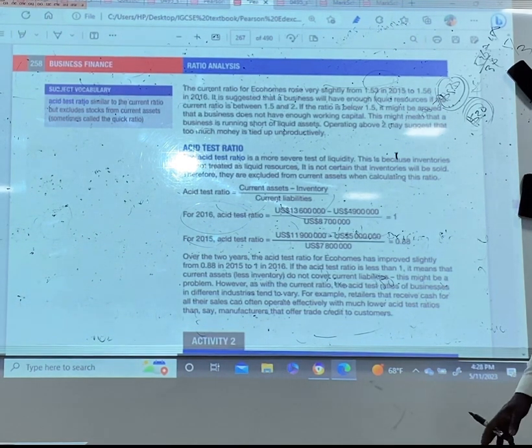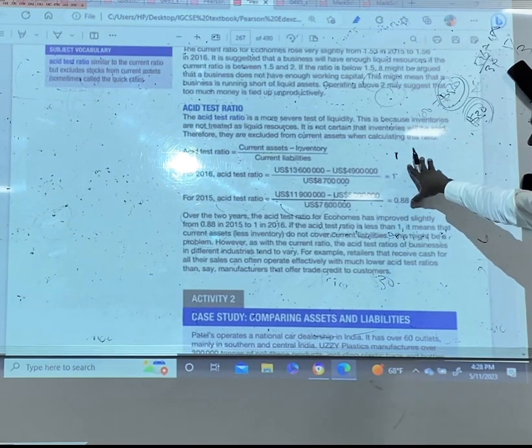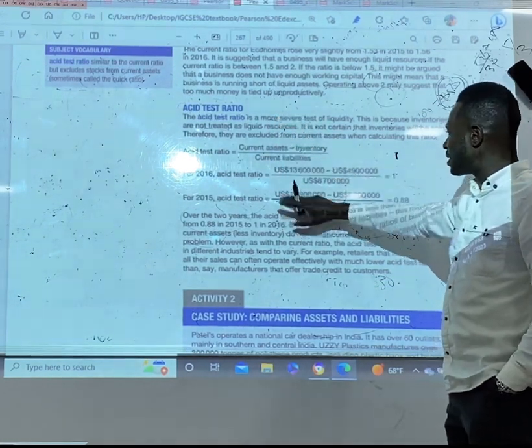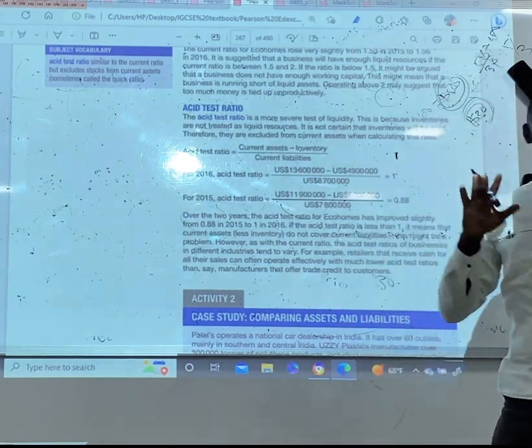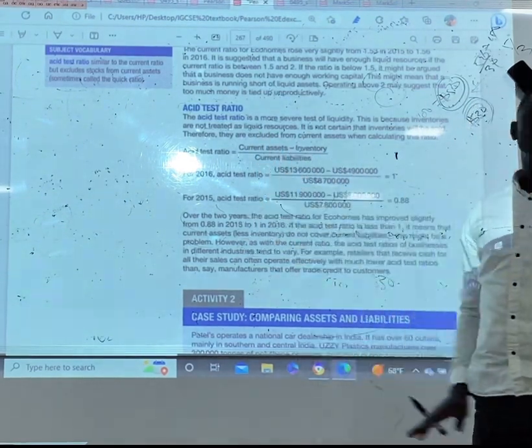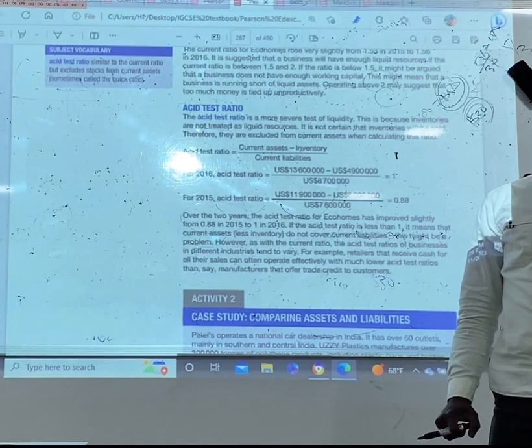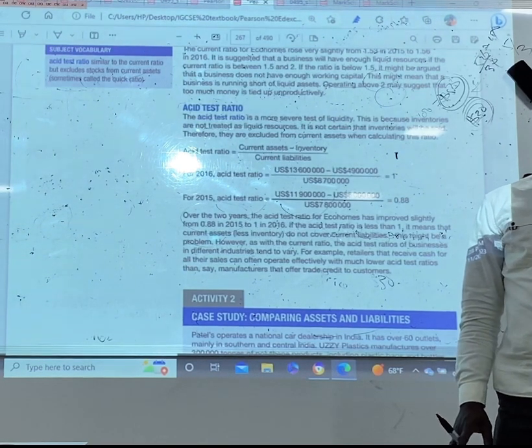All right, scroll down, please. Okay, asset test ratio here. For asset test ratio, what does it imply? It is your current assets minus your inventory, divided by current liabilities. Are you with me?